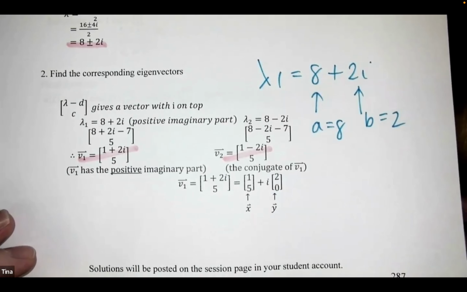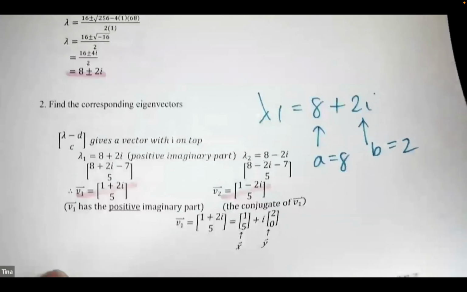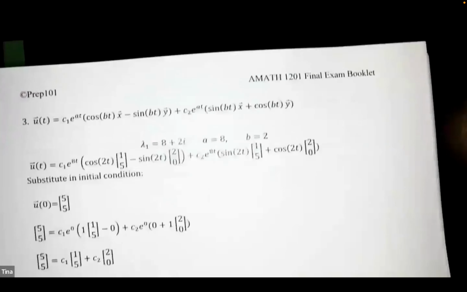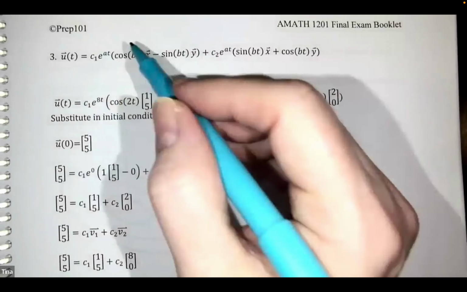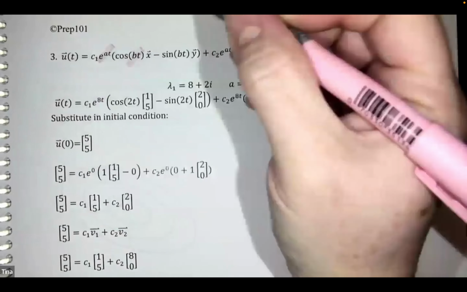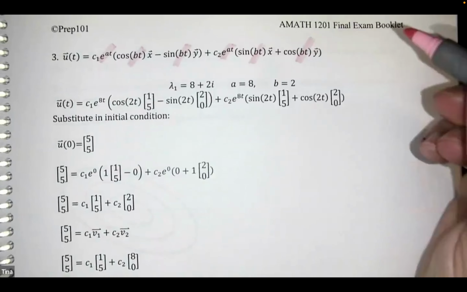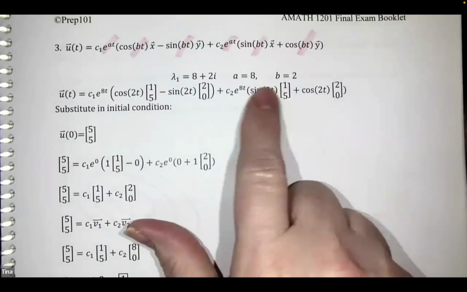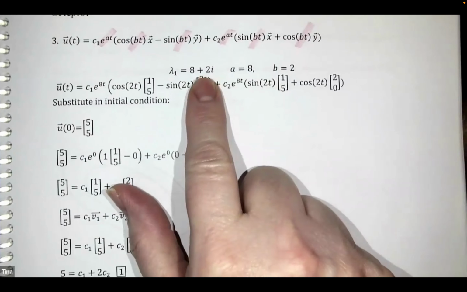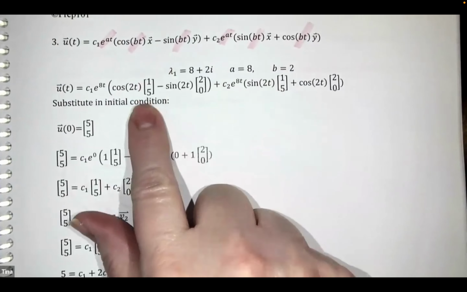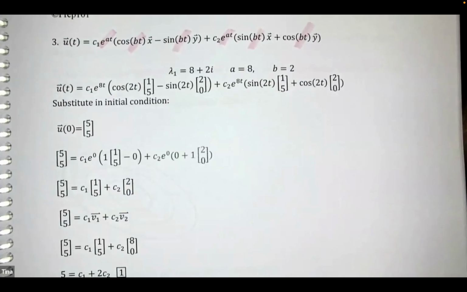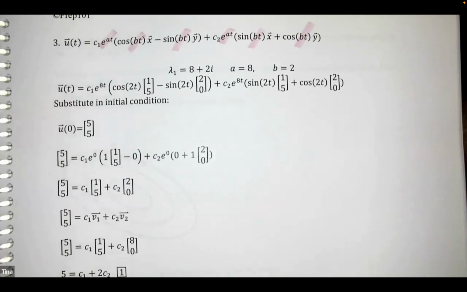Okay. So our answer is just going to be the a and b get put in here and here, all the a's and b's. a is 8, b is 2 from this, and then my x and y, right? x was 1, 5, and y was 2, 0. Okay. If they make you sub an initial condition in, then obviously you're subbing in the initial condition over here like before, and all your t's are 0 like before.